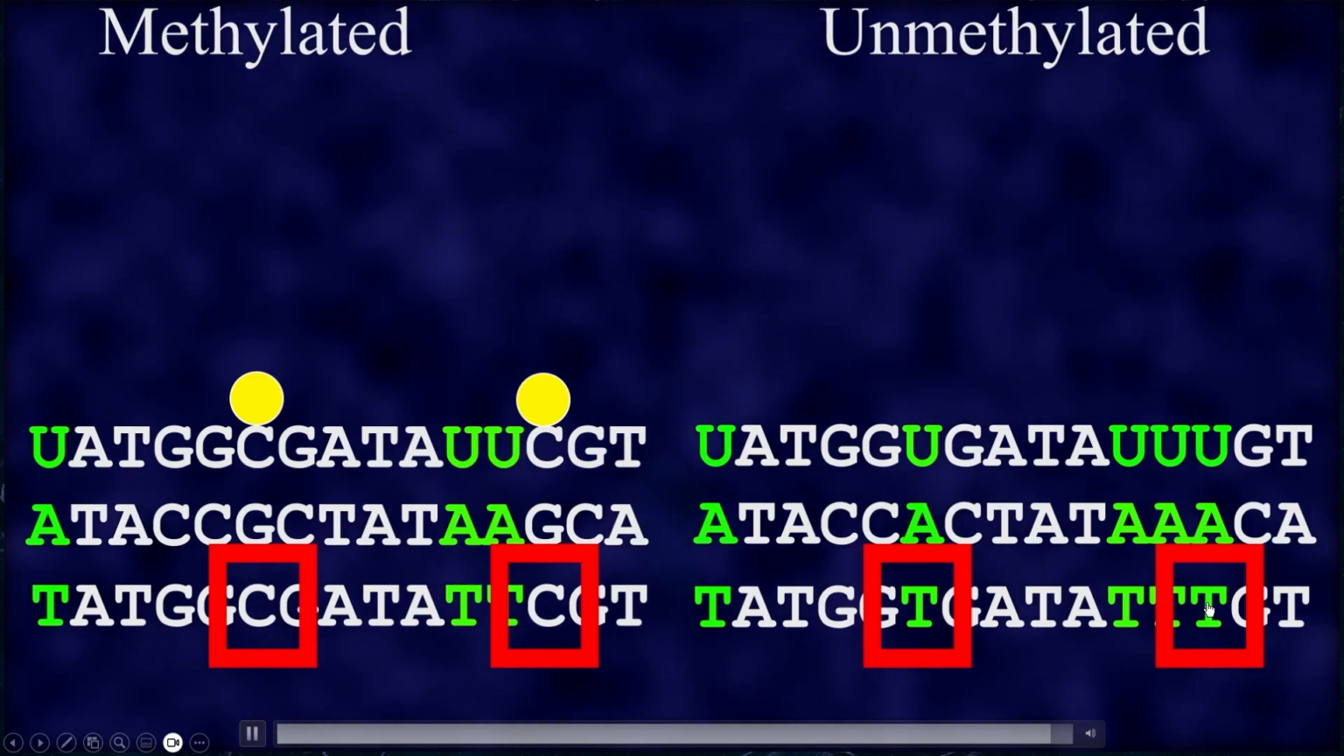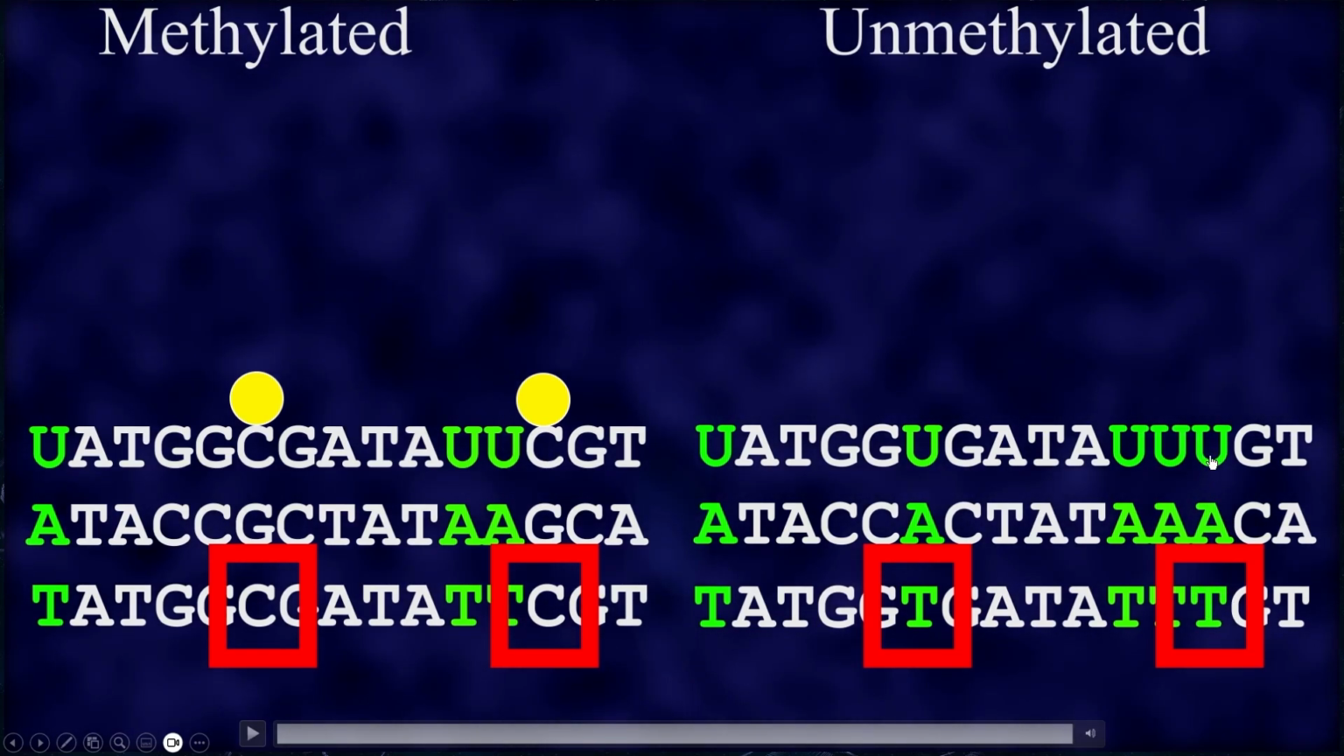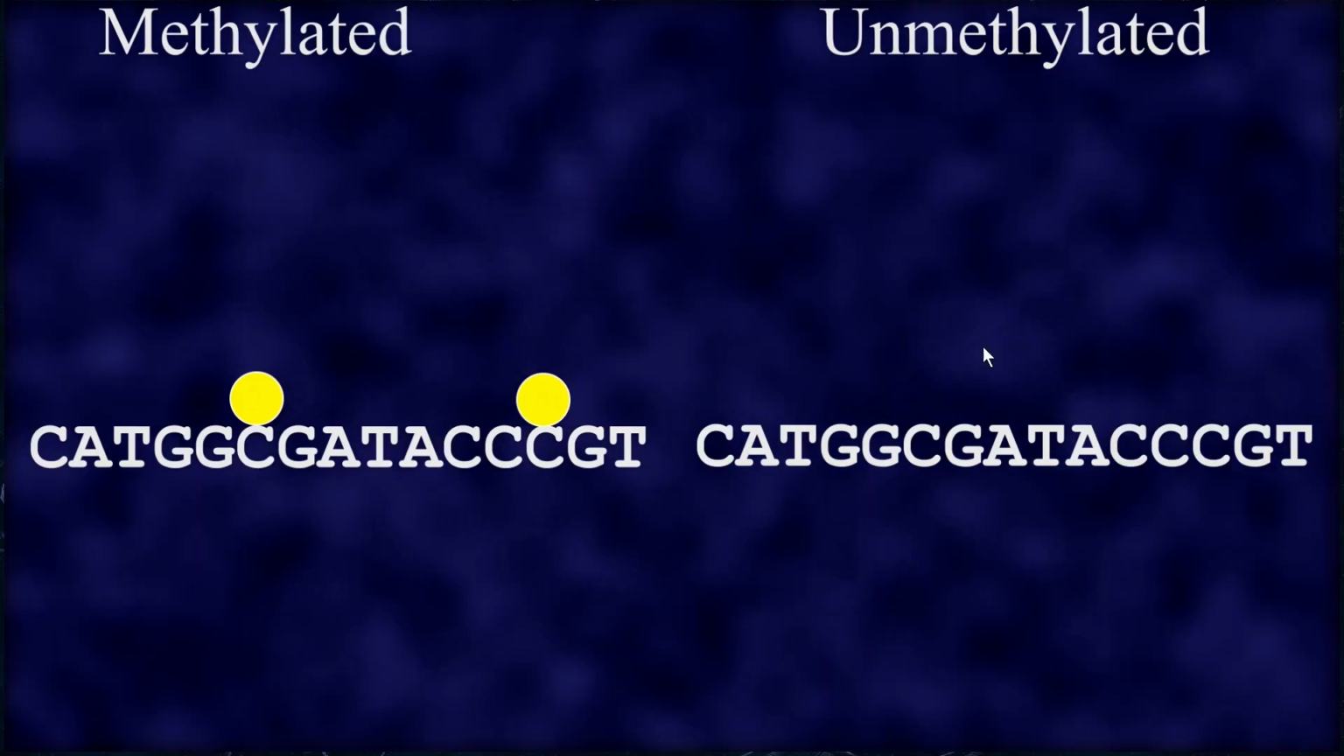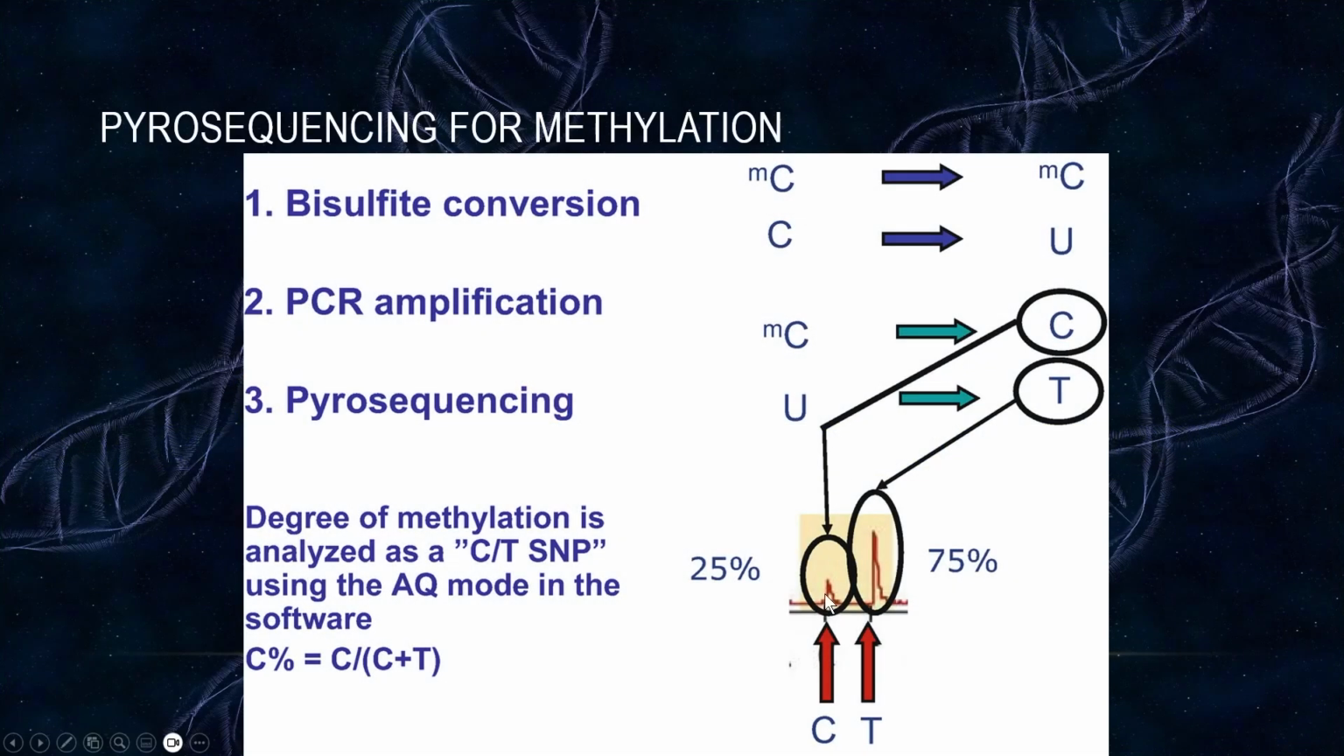If they're now T's, then that means they were not protected, they got converted to U, and then A and T, just to make it a little bit confusing here. And so then again, we do the pyrosequencing and look at whether we have a C or a T. C means methylated, T means unmethylated. And as always, we're usually going to have a mix of both things. Even when it's positive for the methylation, you're still going to have some unmethylated.